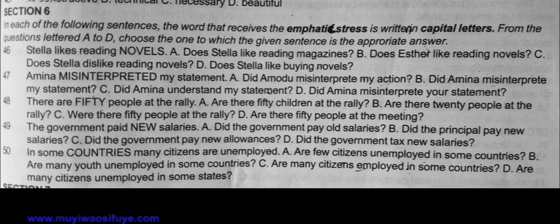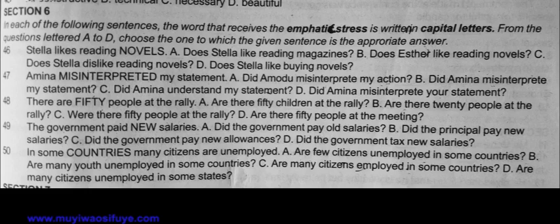If you look at that particular question, does Stella like reading magazines? No, Stella likes reading novels. You can see that the question that the statement is going to answer is, does Stella like reading magazines? So the correct option for this particular question is option A.